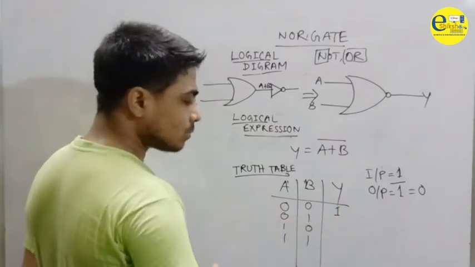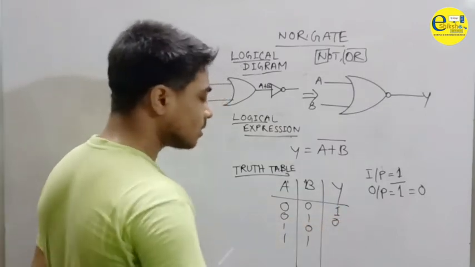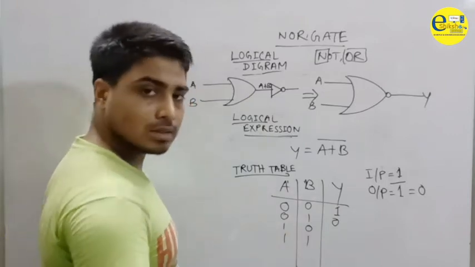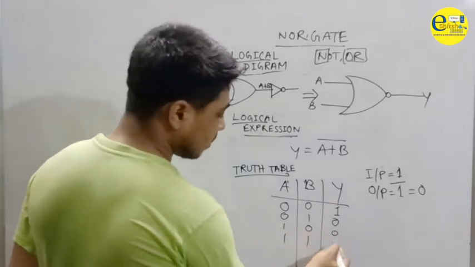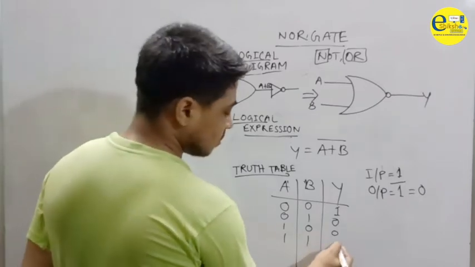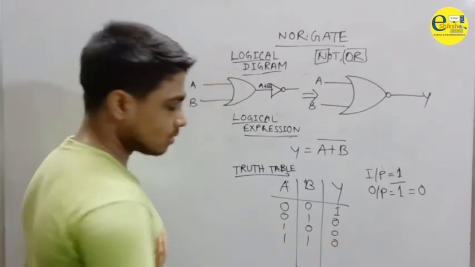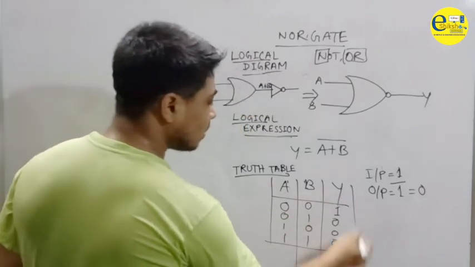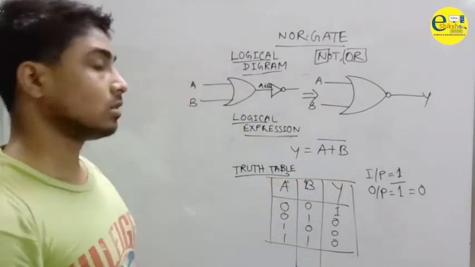Is there any 1 as input? Yes, it has. That means the output is 0. Is there any 1 as input? Yes, it has. That's why the output is 0. Is there any 1 as input? Yes, it has. So the output is 0. Okay, so this is the truth table of the NOR gate.